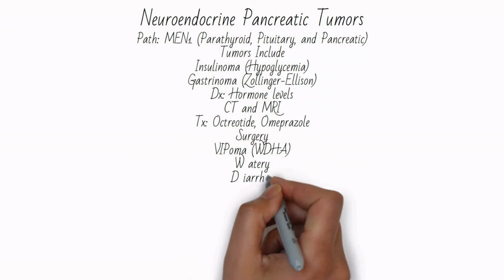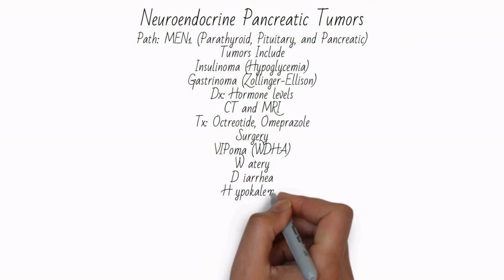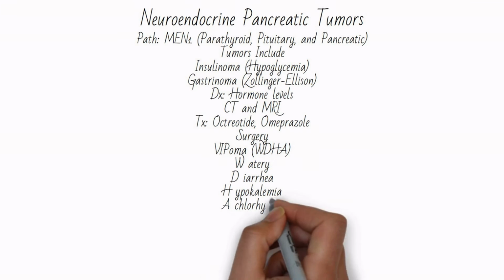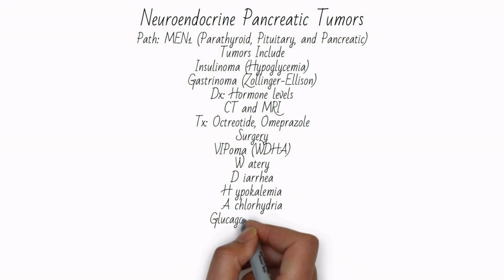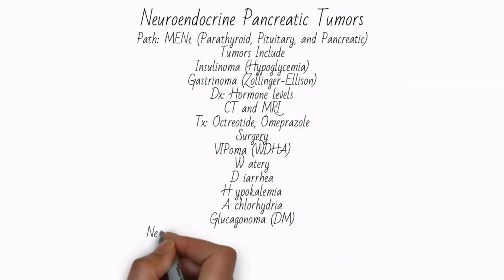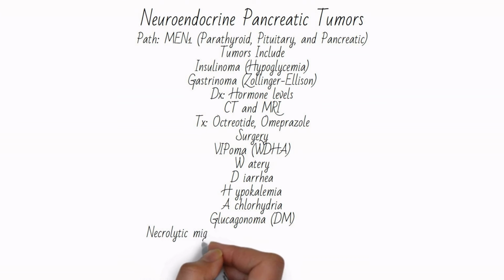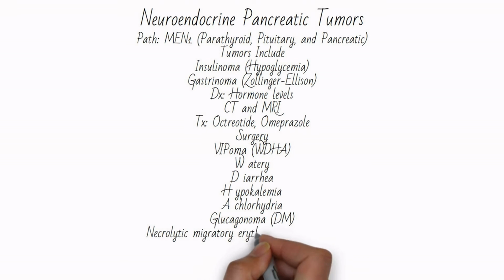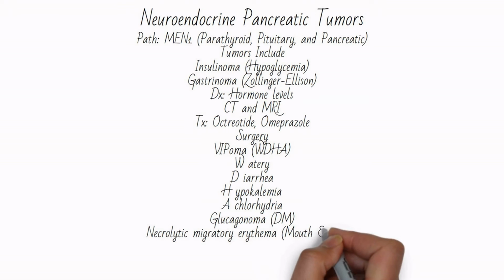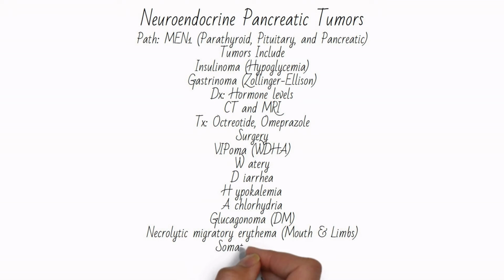Other pancreatic neuroendocrine tumors include VIPomas, which cause WDHA syndrome for watery diarrhea, hypokalemia, and achlorhydria. Glucagonoma may cause hyperglycemia and diabetes, as well as a necrolytic migratory erythema of the mouth and limbs. There are somatostatinomas as well, which cause diabetes, steatorrhea, and hypochlorhydria.